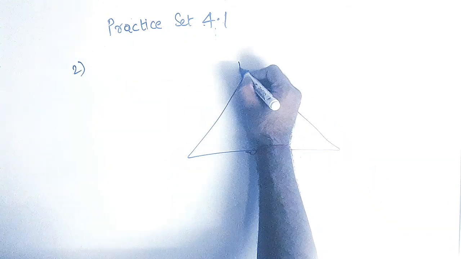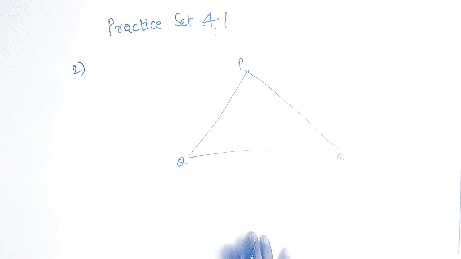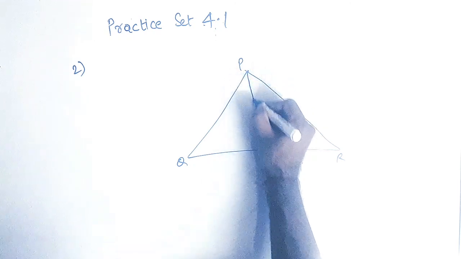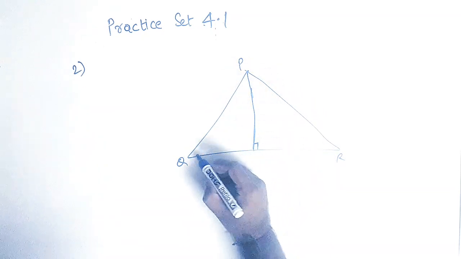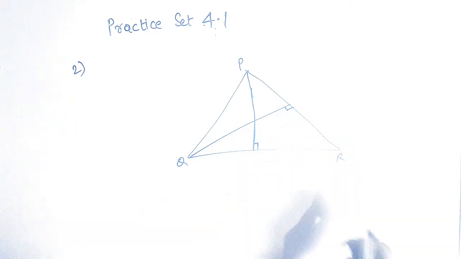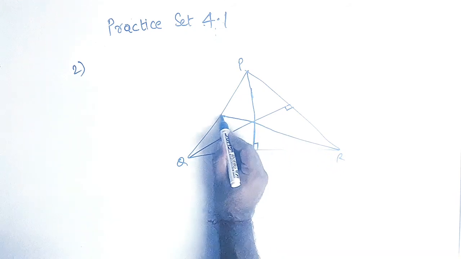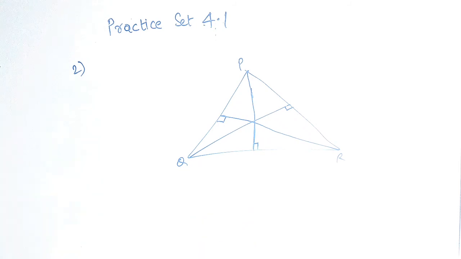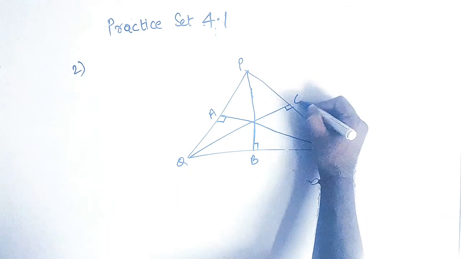So we'll draw it. This is PQR, which is an acute angle triangle. We have to draw its three altitudes. Altitude means 90 degrees. So this is 90 degrees, this is also 90 degrees, and this is also 90 degrees. I'll call these A, B and C.